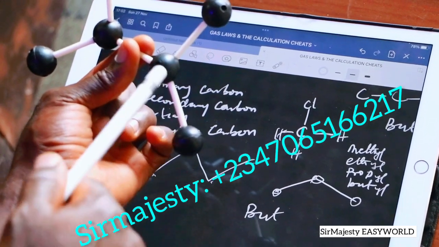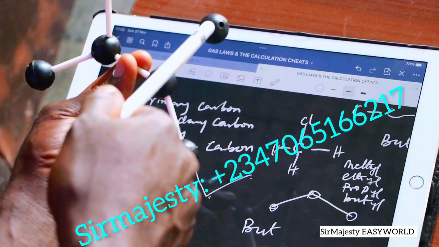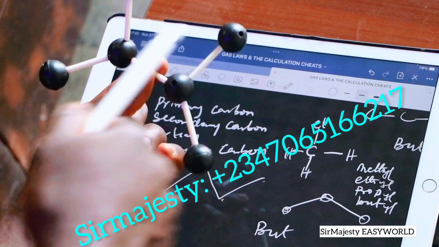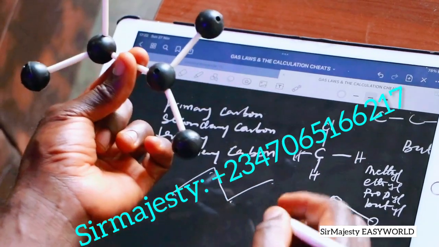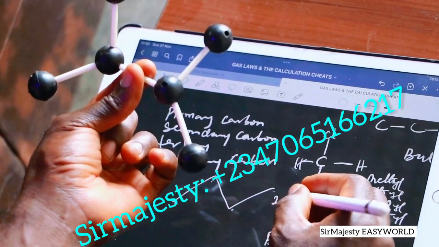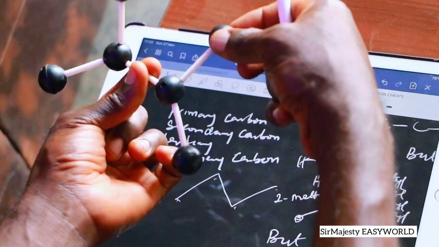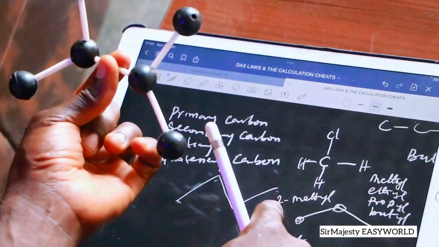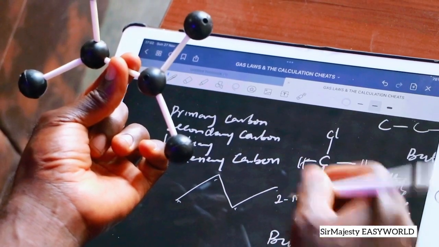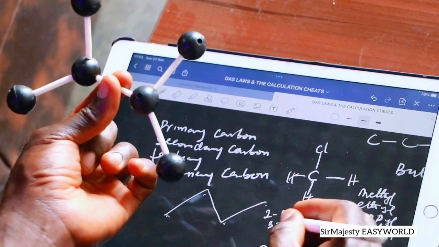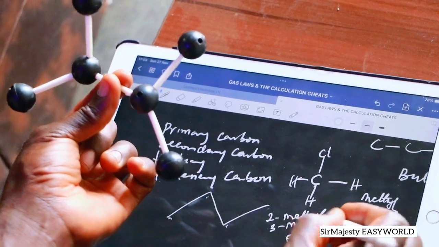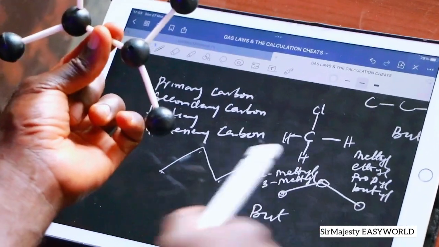carbon 1, 2. So at carbon number 2, there is a methyl. So I have 2 methyl. Then I go to carbon number 3, I also have 3 methyl. So I have 2 methyl, meaning that at carbon number 2 there is a methyl branch, not that there are 2 methyl groups, no. Then at carbon number 3 there is still what? A methyl group. So we have 2 methyl, 3 methyl.